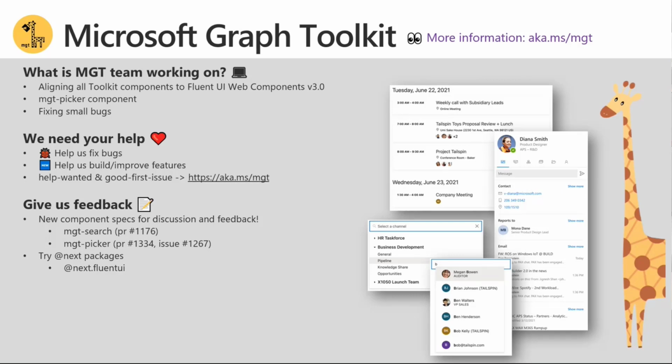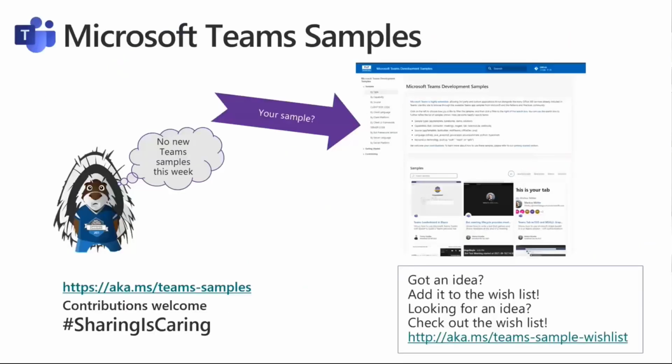Super, super exciting stuff. Moving into the Microsoft Teams samples. Well, there's no new team samples to share this week, but your sample can be there. So go check out aka.ms/teams-samples. And if you have an idea, there's a wish list. The link is in the chat. You can also get to it at aka.ms/teams-sample-wishlist. That will take you to the repo where you can submit an issue and provide a wish list idea and get involved with others in the community to start building that together. So definitely take advantage of that. Very open to contributions for team samples, and we'd love to see them.